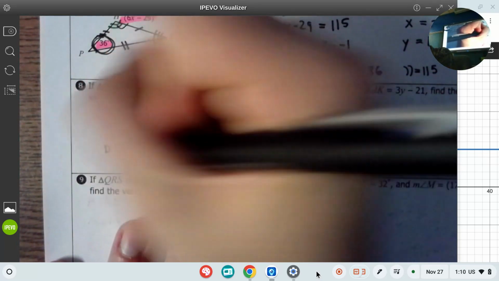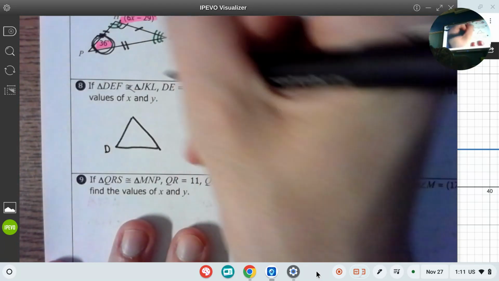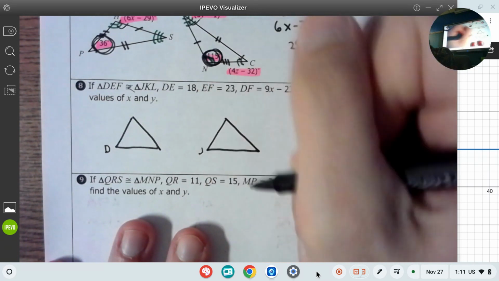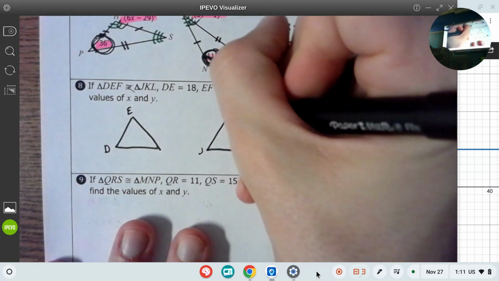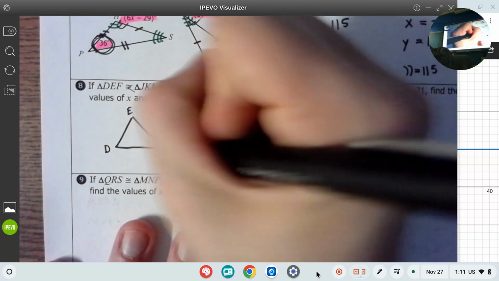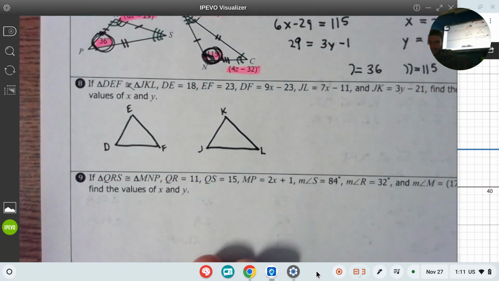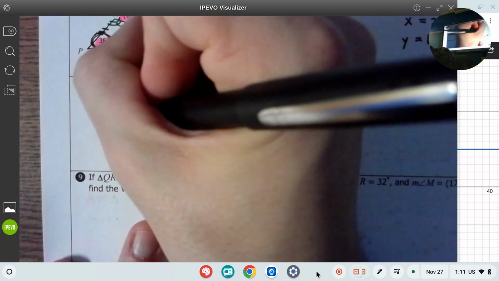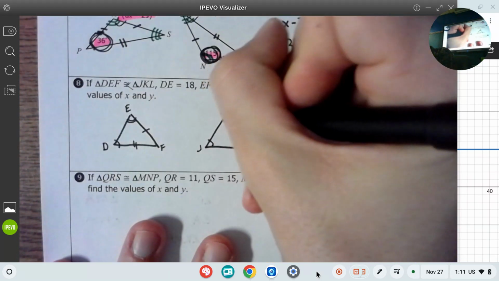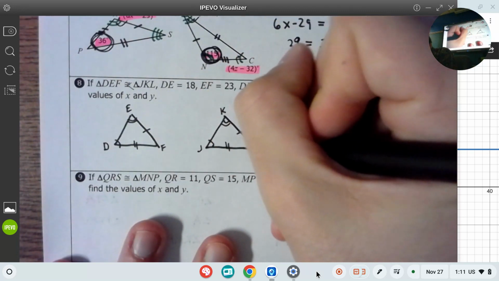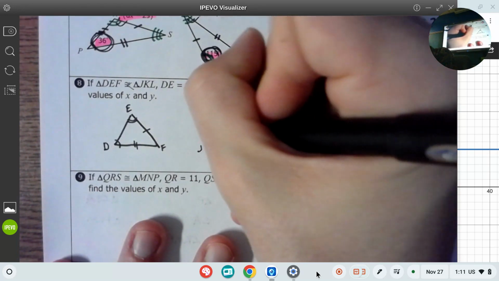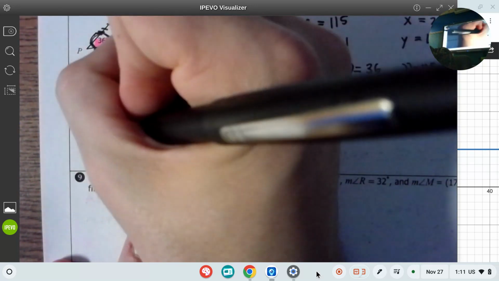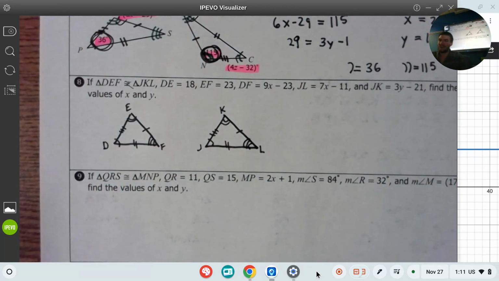Label them D on the left, and then J on the left, E on the top, K on the top, F on the side, L on the side. And then give them 1, 1, 1, 1, 2, 2, 2, 2, and then 3, 3, 3, 3. Right? There's our nice triangles. Draw them up real quick, label them, put them things where they need to go.